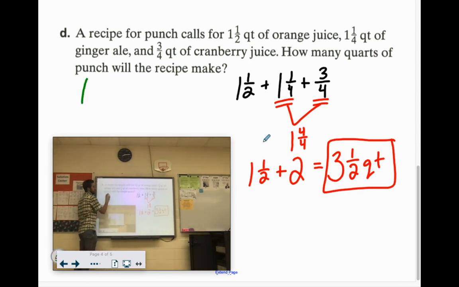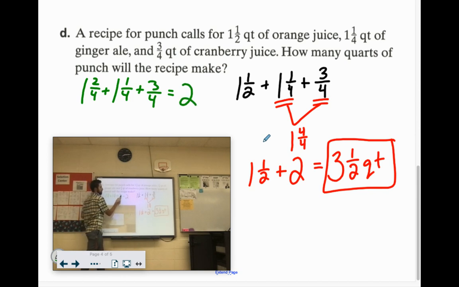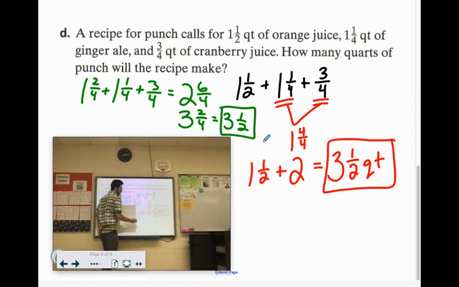So it'd be 1 2/4 plus 1 1/4 plus 3/4. Adding the big boys, you have 1 plus 1 is 2. For the fourths, you have 2 plus 1 is 3, plus 3 is 6. 2 6/4 would be made into 3 2/4, which would simplify to 3.5 as well. So 2 different ways you can get that same answer.